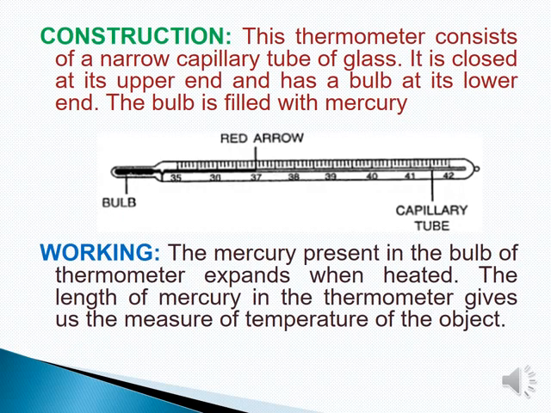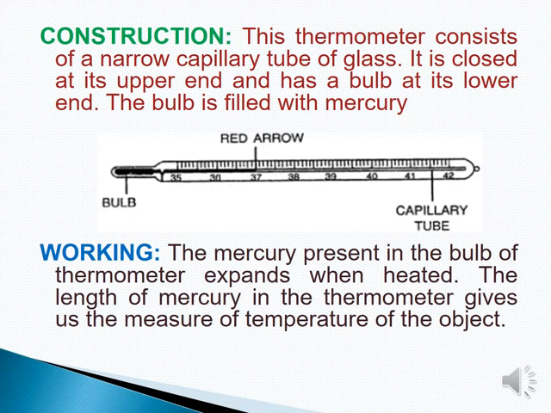Construction of mercury in glass thermometer. This thermometer consists of a narrow capillary tube of glass. It is closed at its upper end and has a bulb at its lower end. The bulb is filled with mercury. Students, just have a look at the diagram of this mercury in glass thermometer. It has a narrow capillary tube of glass, and this tube is closed at one end and on the other end it has a bulb. The bulb is filled with mercury.